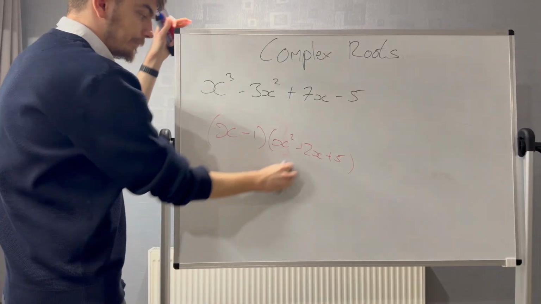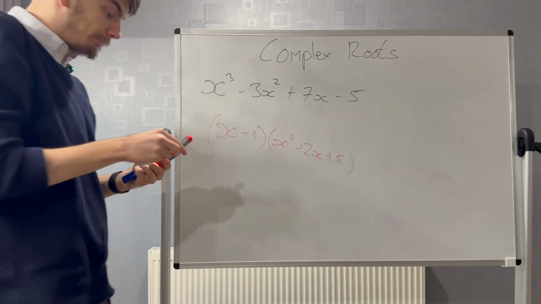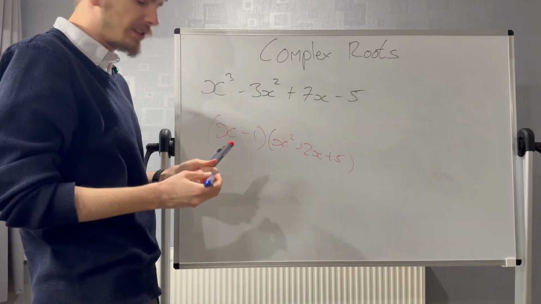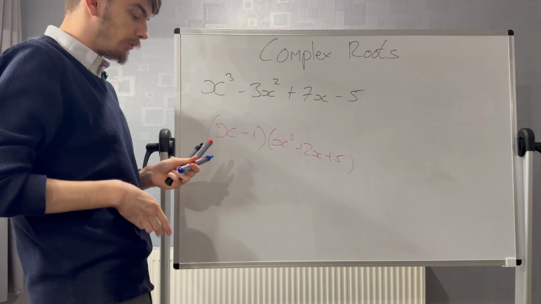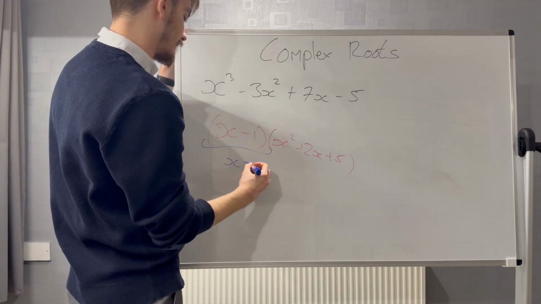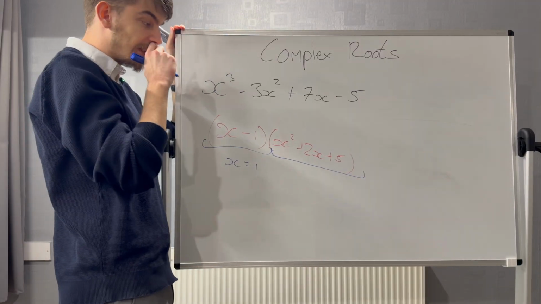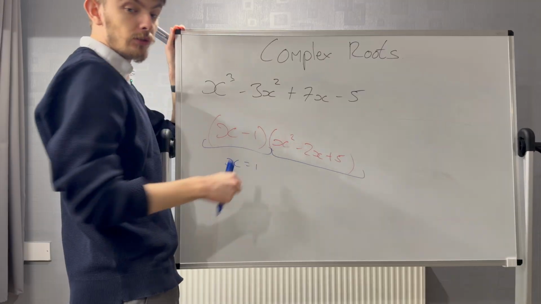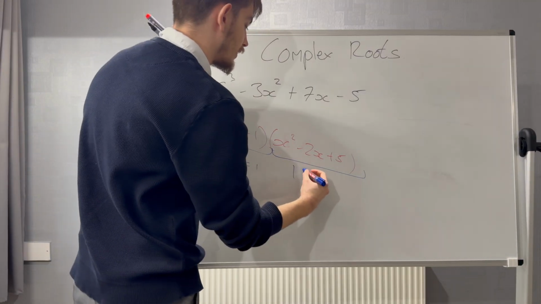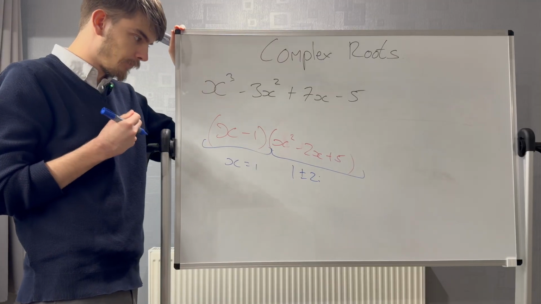Right, so we get this. We can split my cubic into this. And at this point, if I asked you to find the roots, you'd probably say, oh, easy. Well, one of my roots is going to be 1, because the root coming from here is x equals 1. And then you would solve this quadratic. And if you solved this quadratic, you would get the roots as 1 plus or minus 2i.